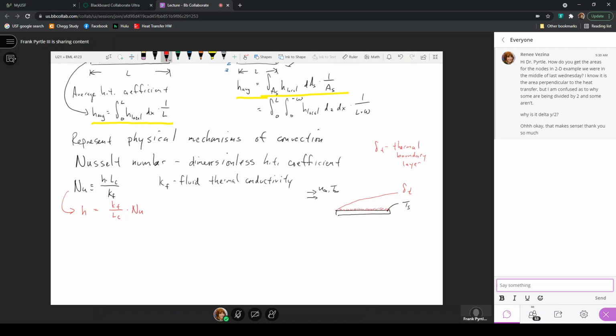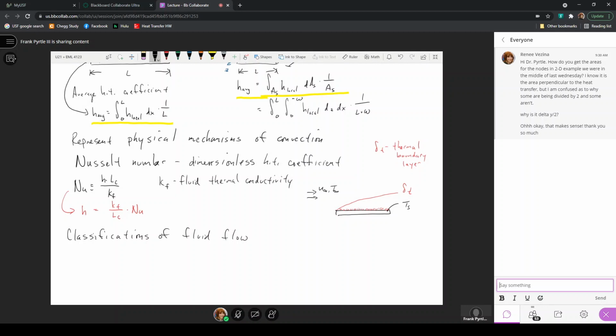Now, when we start talking about what are the things that go into this expression of the Nusselt number, we'll talk about classifications of the fluid flow, because there are multiple considerations for the grouping of expressions based on the classification of the fluid flow.